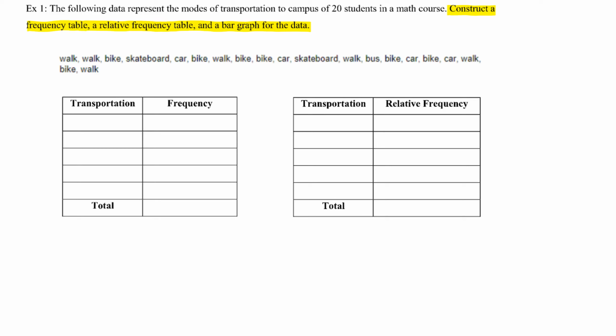So the first thing we need to do is fill in that left column, which are the different modes of transportation. So these are what we mean when we refer to the classes. The classes in this case are the different modes of transportation that were reported to us when we collected our data. So we have people walking to campus. We have people biking to campus. Skateboarding, so I'm just going to write skate. Taking a car or taking the bus. Okay. And for the frequency table and the relative frequency table, those modes of transportation are going to be the same because we're using the same data to construct both of these.